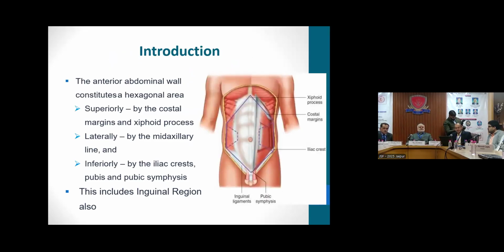Anterior abdomen, it is basically a hexagonal area which is covered superiorly by the costal margins and the xiphoid process. Laterally, it is defined by the mid-axillary line. Inferiorly, it is limited by the iliac crest, pubic crest and the pubic symphysis. This anterior abdominal wall covers the inguinal region also, which has already been discussed in detail by Dr. Chawla.